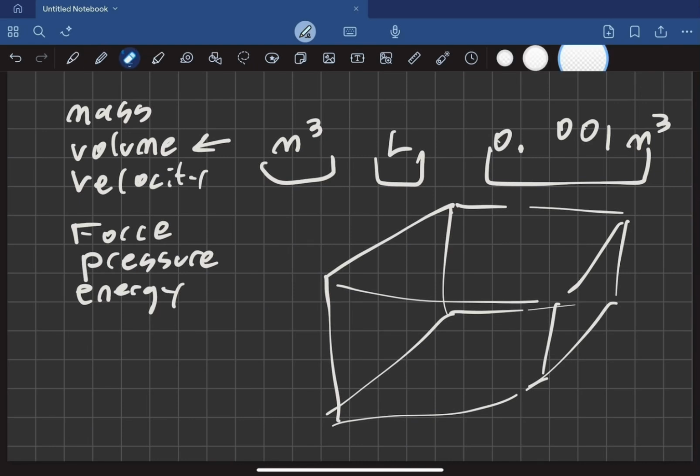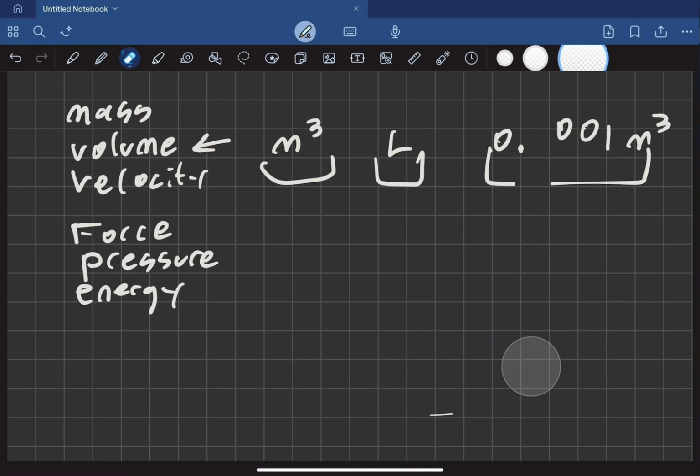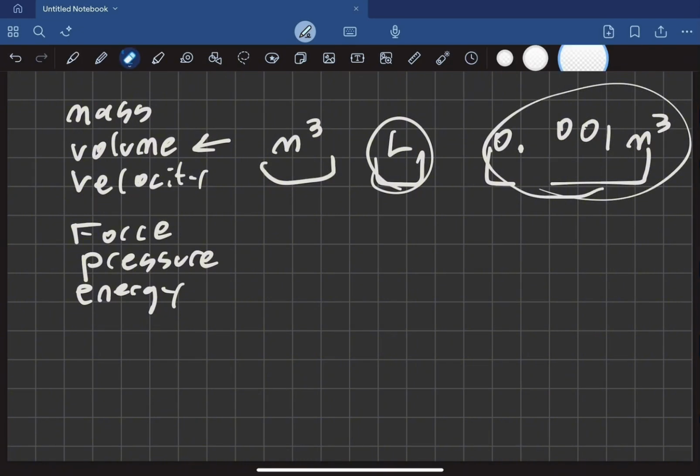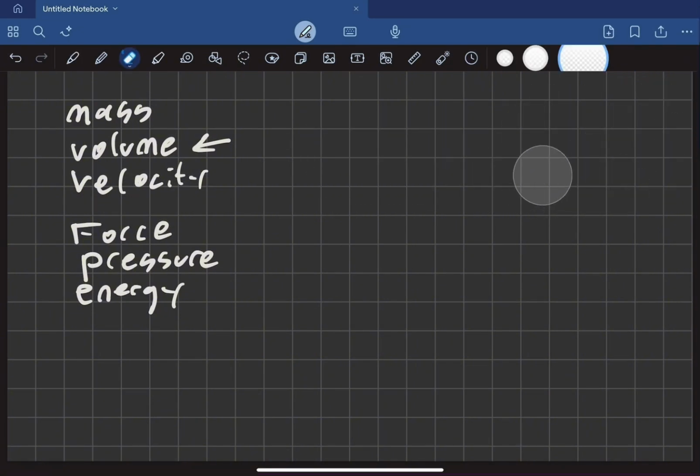It's just 0.001 meters cubed. So sometimes you might have volume in a question that you're given, or you'll calculate volume in the lab, and you have to plug it into some sort of equation that takes volume into account and is in the SI system. Just know that you'll have to convert your liters to meters cubed. So those are the big conversion things.